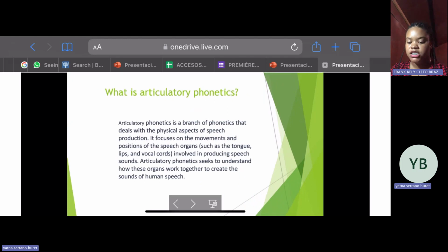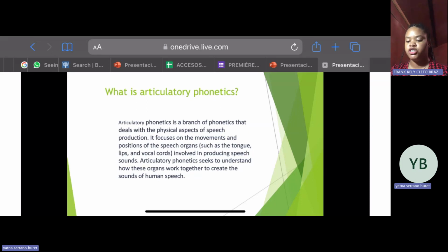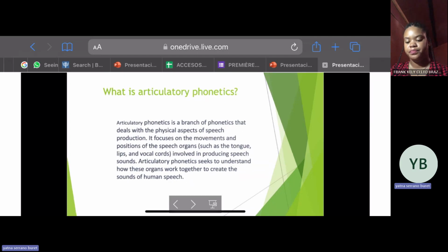Articulatory phonetics is a branch of phonetics that deals with the physical aspect of speech production. It focuses on the movement and position of the speech organs, such as the tongue, lips, and vocal cords, involved in producing speech sounds. Articulatory phonetics seeks to understand how the organs work together to create the sounds of human speech.